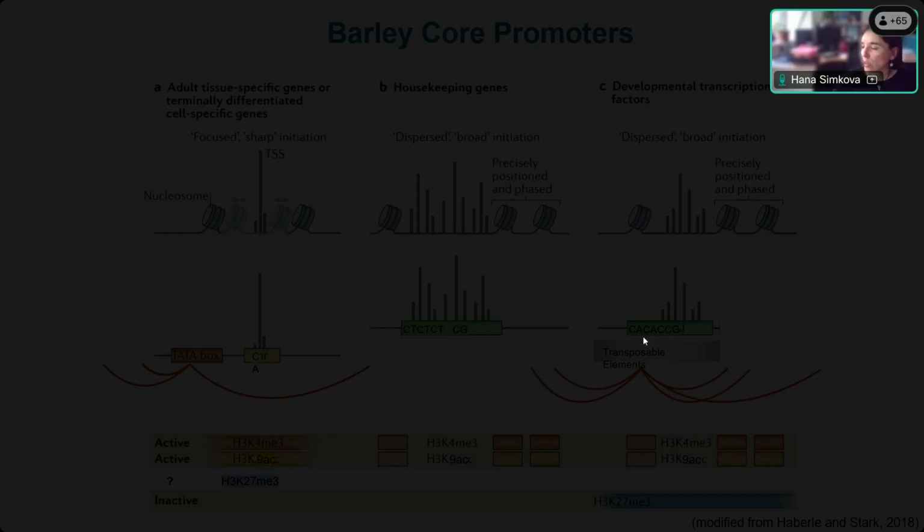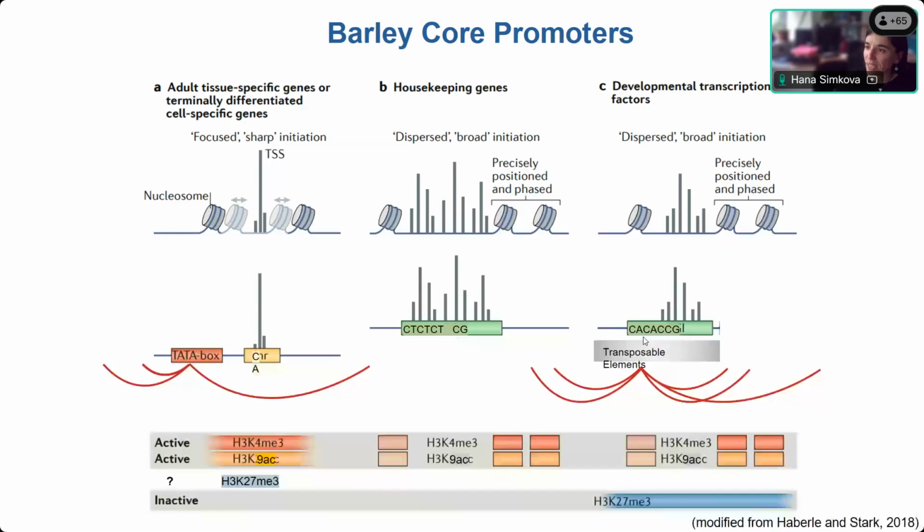So overall, we've drawn this preliminary model. I'm sorry for the shifts, but hope you can read from that the TATA box promoters in barley are mostly focused, sharp, same as in animals. They are initiated from the CA nucleotide, and they are less interactive with distal elements. There is an overlap with K4 trimethylated nucleosome or histone. It's acetylated as for every active promoter, but there is sometimes also K27 trimethylation overlap.